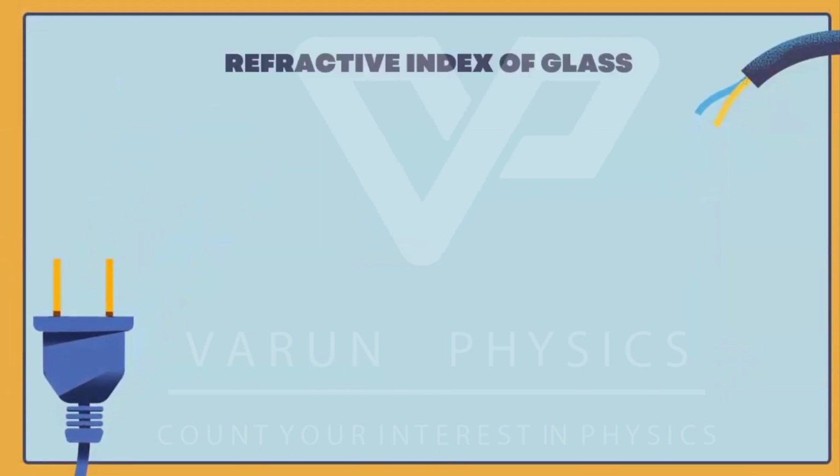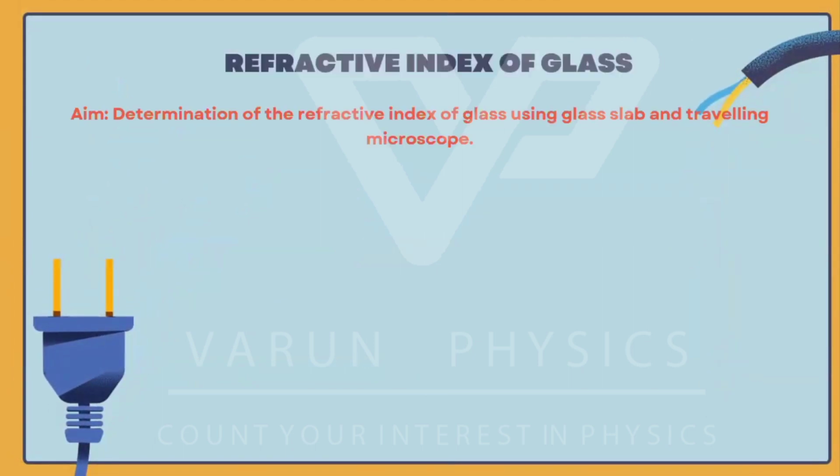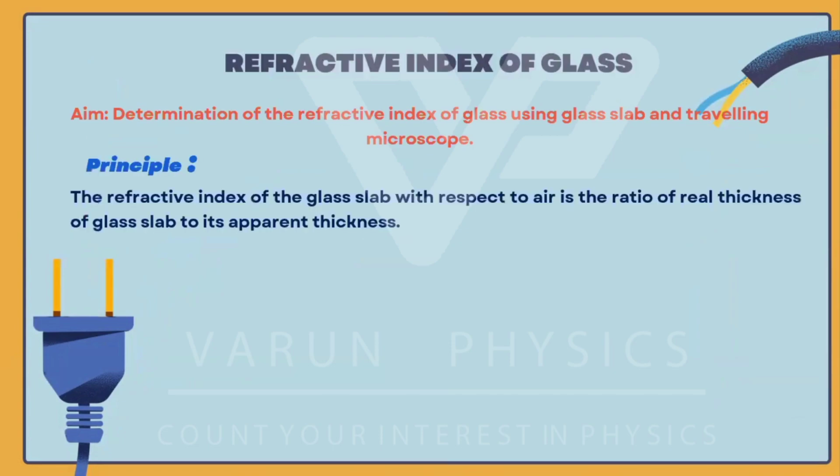So the aim of the experiment is to determine the refractive index of a glass slab using a glass slab and a traveling microscope. These are the two apparatus we are going to use. The refractive index of a glass slab with respect to air is the ratio of real thickness of the glass slab to its apparent thickness. This is nothing but a phenomenon of normal shift.